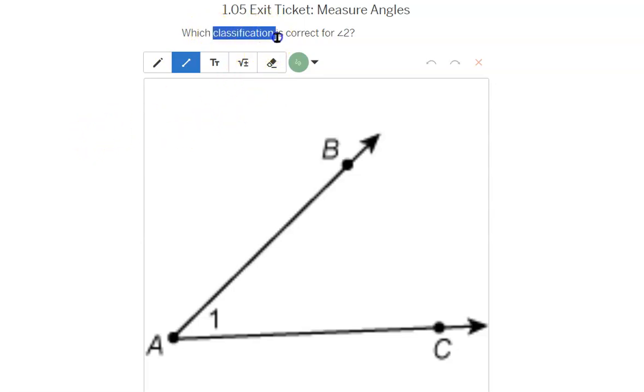Classification, so we're probably looking for, is it acute? Is it obtuse? Is it a right angle? Well, we know that it's not a right angle, and the reason why is we don't have any measurements, but when we don't have measurements, we want to look for that square that tells us that it's a right angle. So this is definitely not a right angle. We also notice that it is not greater than 90 degrees. So 90 degrees would be something like this. Greater would be something like that. Therefore, this is an acute angle.